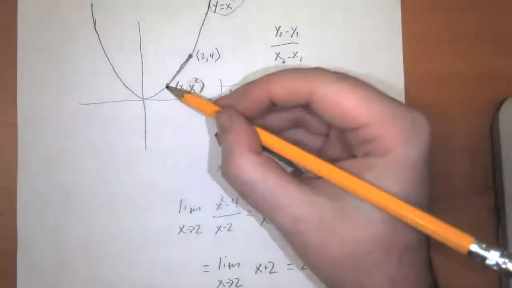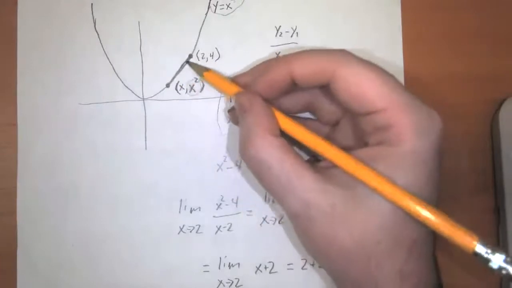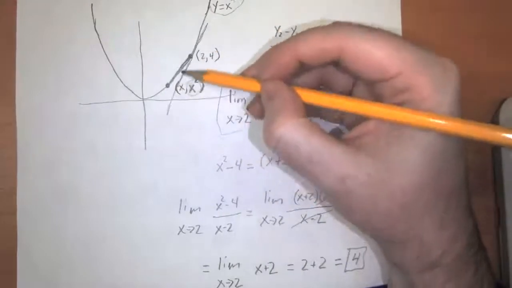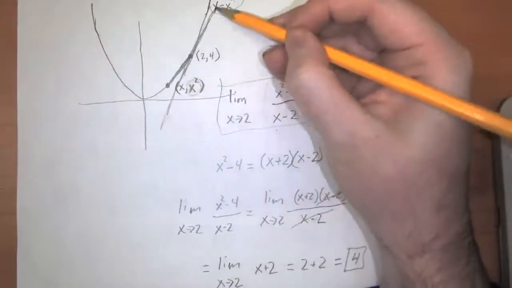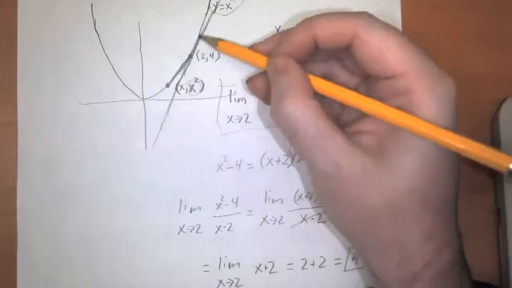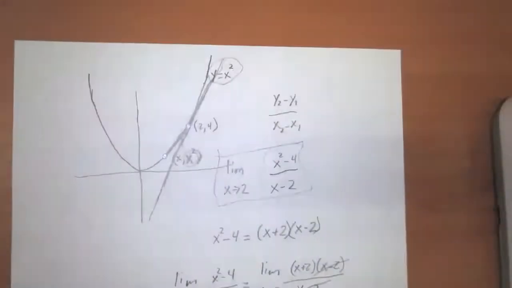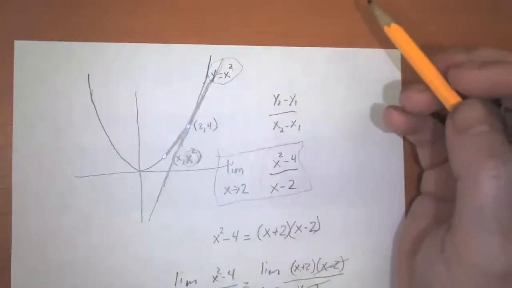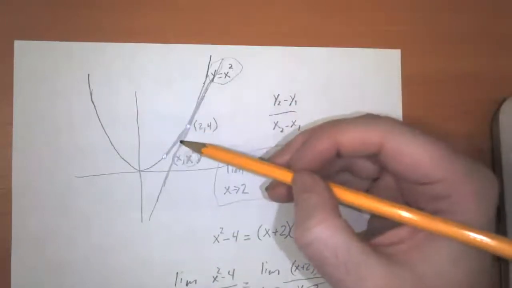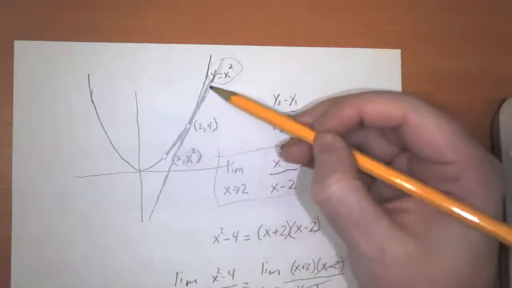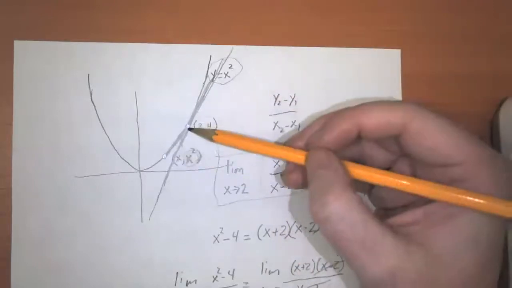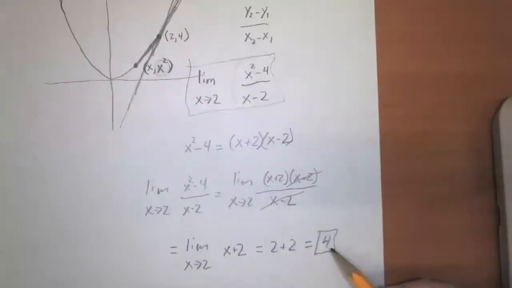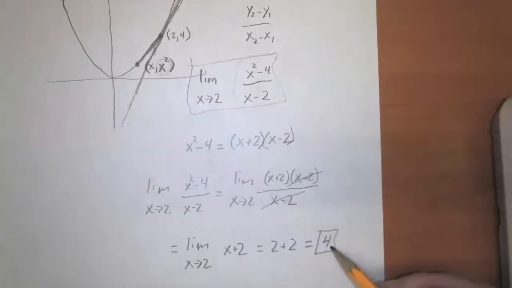All right, so as x gets closer and closer to here, the line that's being formed is getting closer and closer to what we might call a tangent line. Similar to a tangent to a circle, a line that only touches a circle in one point, this is a line that's only going to touch this parabola in one point, only at this point (2, 4). And what we're seeing is that the slope of that line is equal to 4.